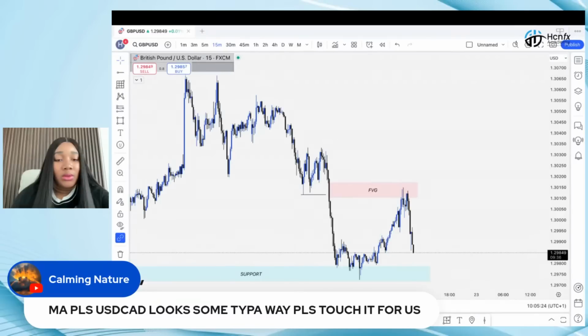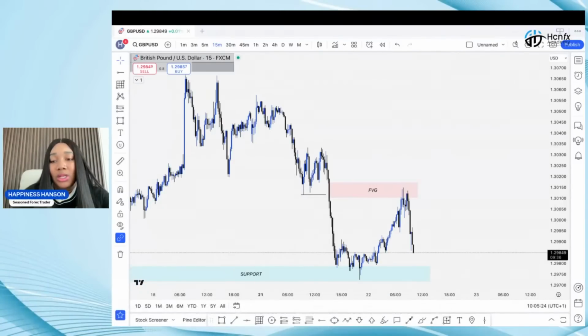Okay, please show me what you are seeing on the USD card. Then you can send in the message. You can send in the setup. I will look at it and know if it aligns with the strategy and if it's a type of trade I would take.